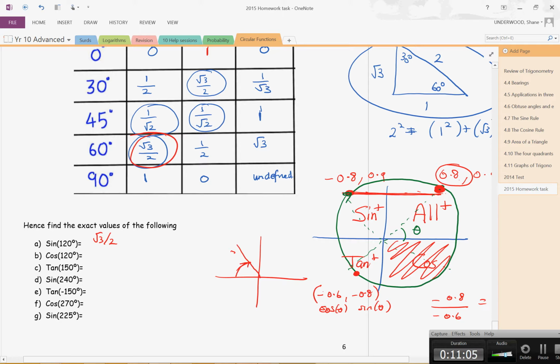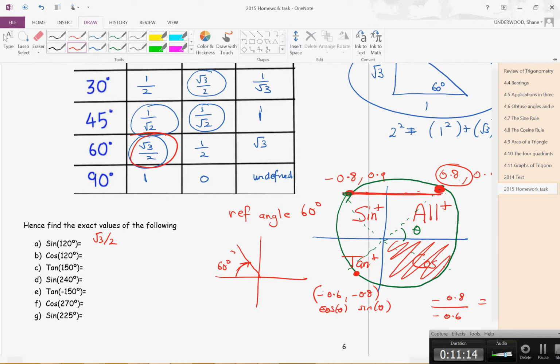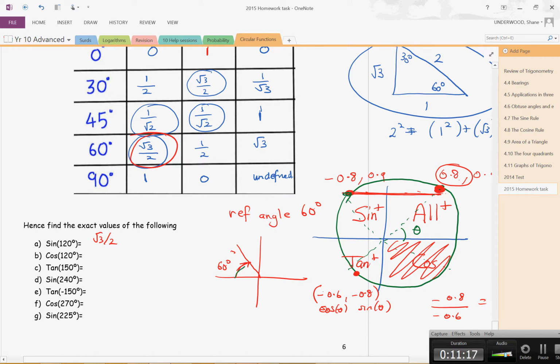This is the reference angle of 60 degrees. So we have a reference angle of 60 degrees, and that reference angle in the first quadrant is what we're after. But the question is, cos of 120 is actually the negative of cos of what? Of our reference angle, which is 60 degrees. And it's a negative because what's cos in this second quadrant? Negative. Okay, so cos of 60 degrees is a half, so it's negative a half.